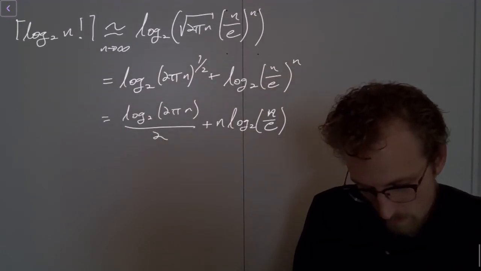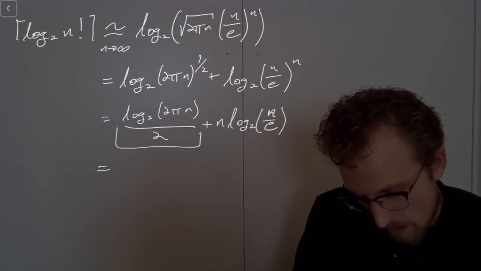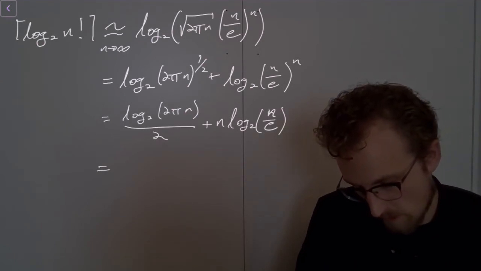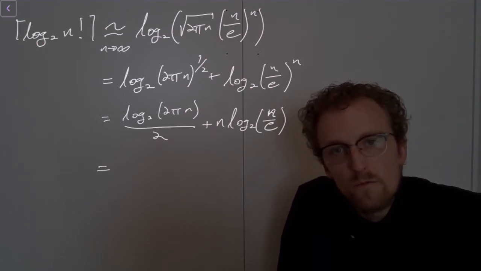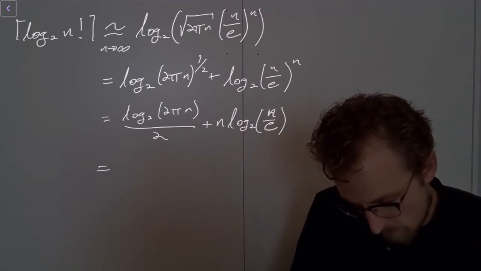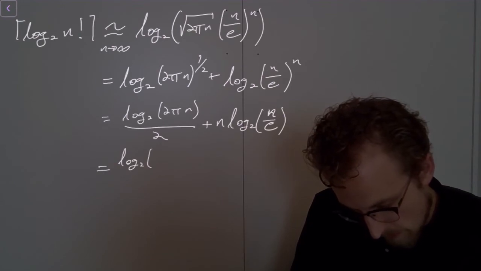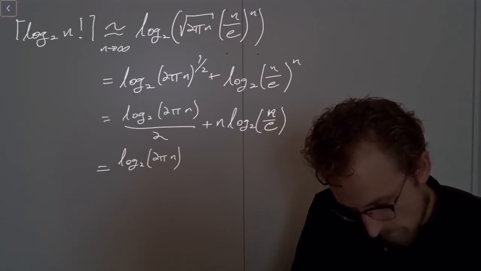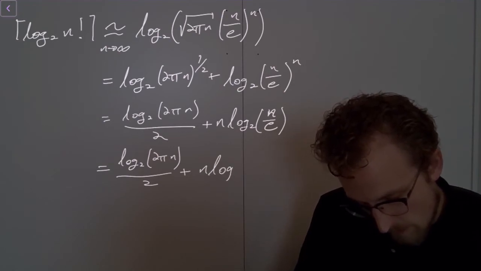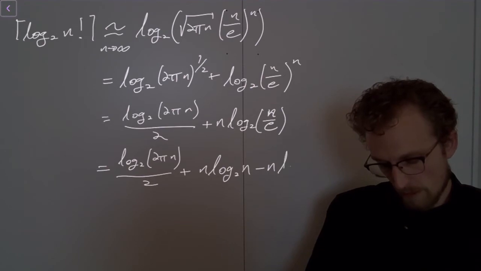And now we're getting somewhere. Right? So now this piece here is order log n. We can see that because it has that log n in there. So we're not going to simplify that anymore, but we can simplify the one on the right just a little bit. So let's just copy down the first one like this: log base 2 of 2 pi n, over 2. Now plus n log base 2 of n minus n log base 2 of e.